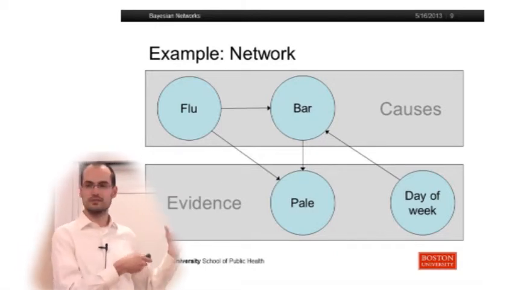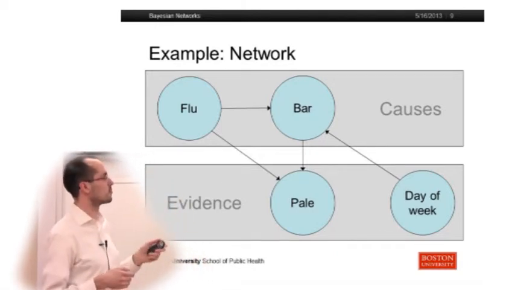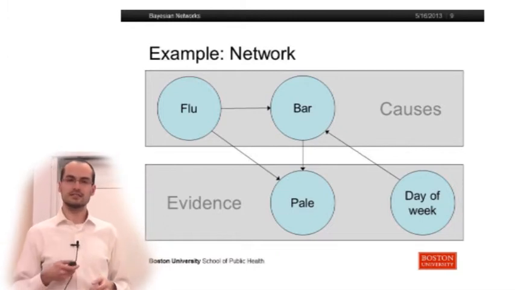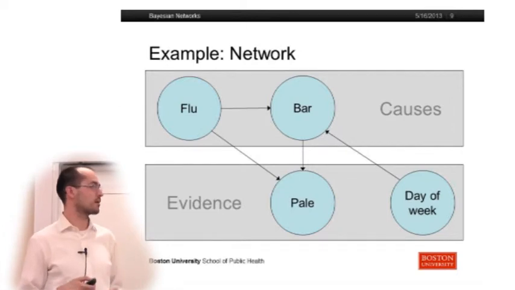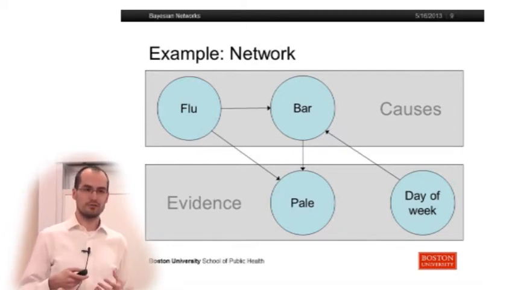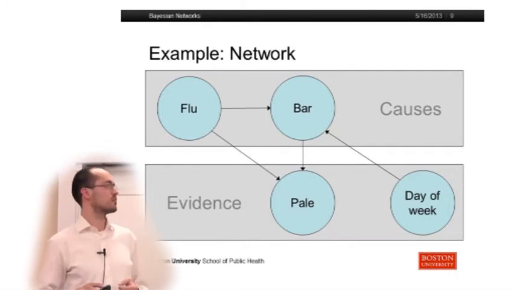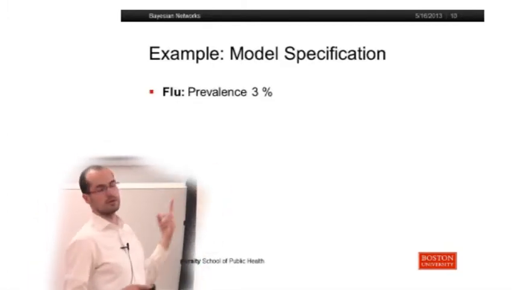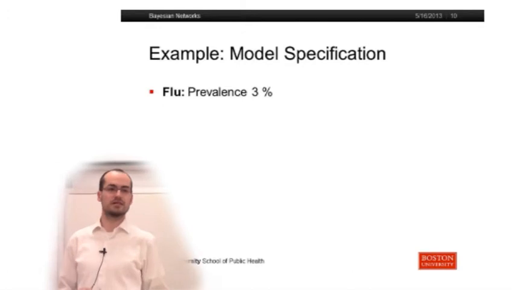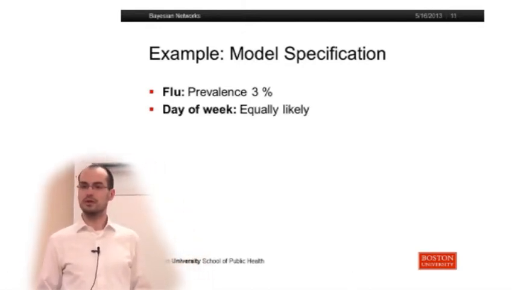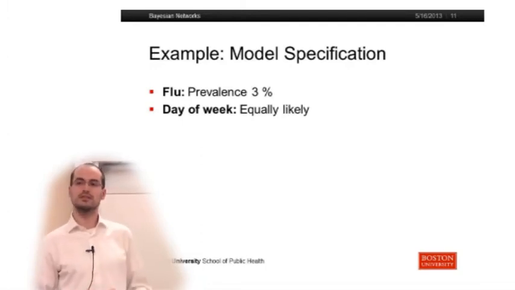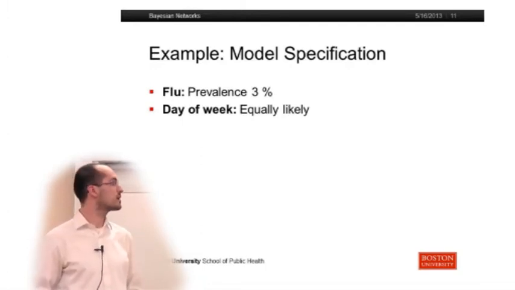To do that, we actually need to fill the model with probabilities, and that's one of the strengths of Bayesian networks, that they can combine a lot of information from different sources. So for flu, we know that the prevalence of flu at this time of year is 3%. Day of week, that's pretty much equally likely. In this model, I consider only Friday or Sunday, just to make it simple, but of course in a full model we would have all 7 days of the week.